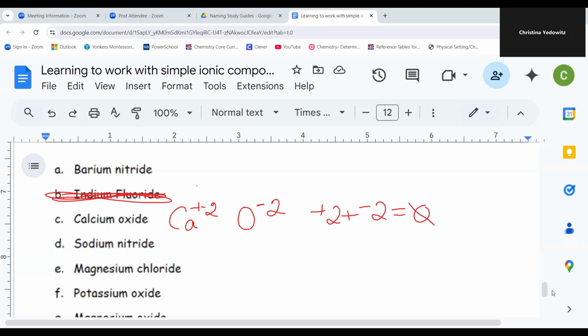You can see here that a +2 and a -2 adds up to 0. That's how you decide how many of these pieces you're going to put together. So if I only needed one of each of these and I was able to reach 0 that way, then the formula for this compound is calcium oxide. That's Ca and O. You have one of each of them.